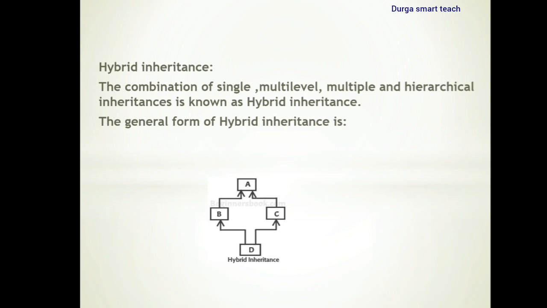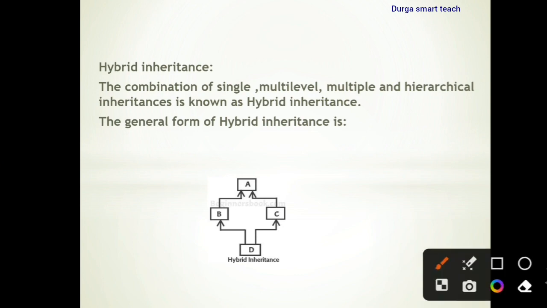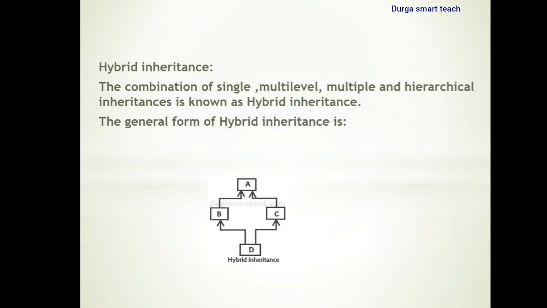The fifth one is hybrid inheritance. The name itself indicates hybrid. So, hybrid inheritance is nothing but a combination of single, multi-level, multiple or hierarchical. Okay. So, a combination of any inheritance is nothing but hybrid inheritance. Okay. So, let's see here.